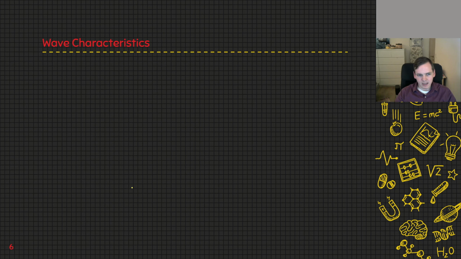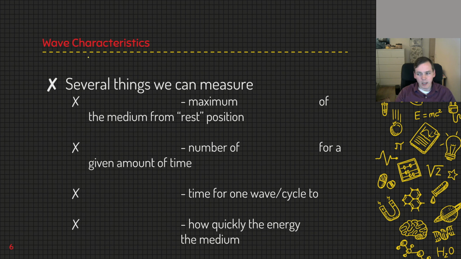Now that we've defined that, we can talk about the different things we can measure about a wave. So there's a bunch of things that we can measure. The first is amplitude. And this is the maximum displacement of the medium from its rest position.